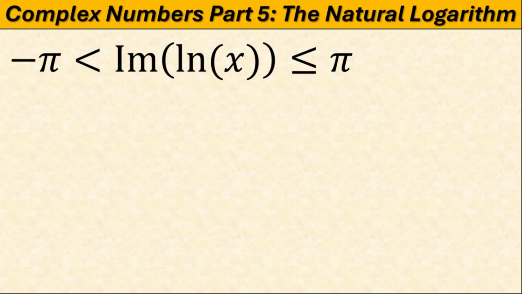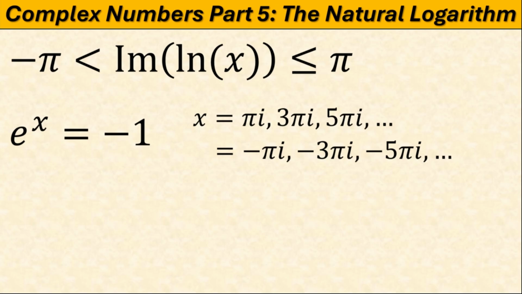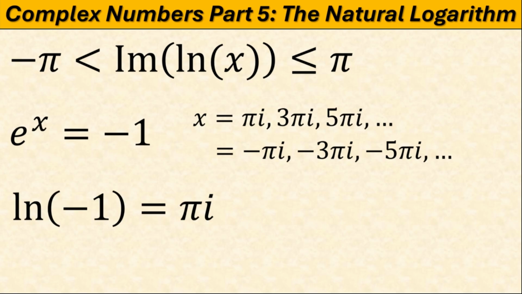Well, as it turns out, when treating the natural logarithm properly like a function using the principal branch, the imaginary part has to be between negative pi non-inclusive and pi inclusive. And recall when we showed all the solutions to the equation e to the x equals negative 1, only one of these solutions has the imaginary part between this range, and it is pi i, because the imaginary part of pi i would just be pi. And so the natural logarithm of negative 1 is just equal to pi i.